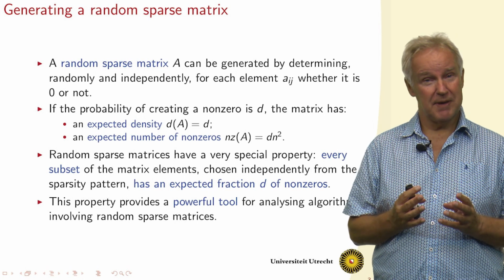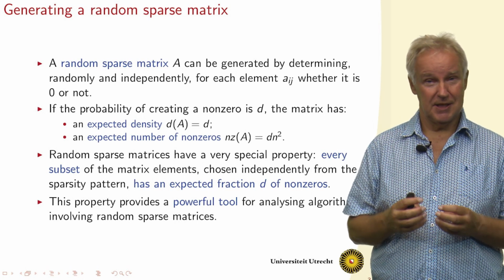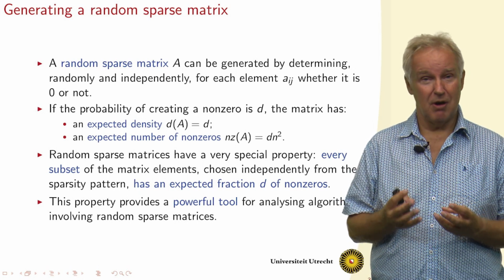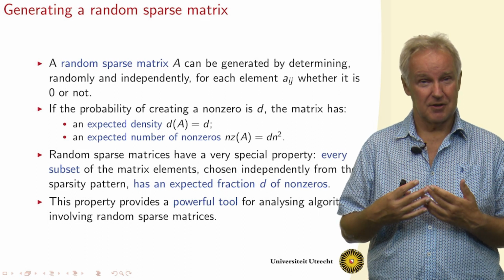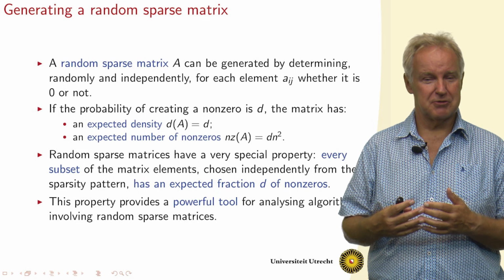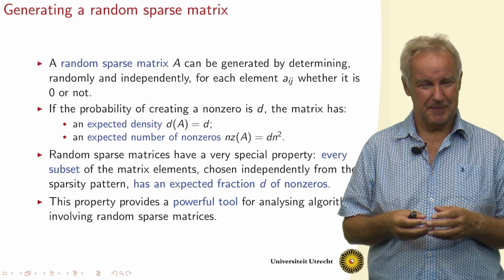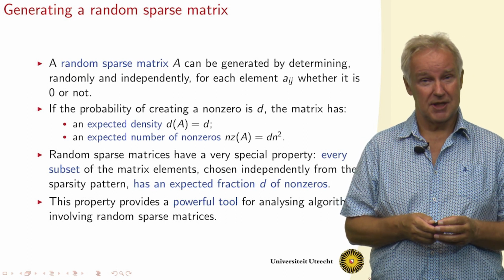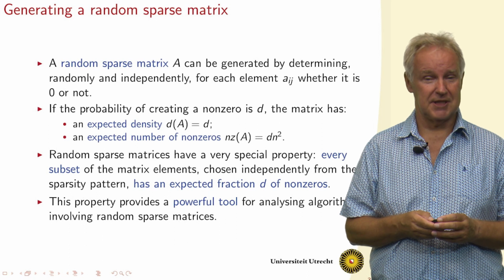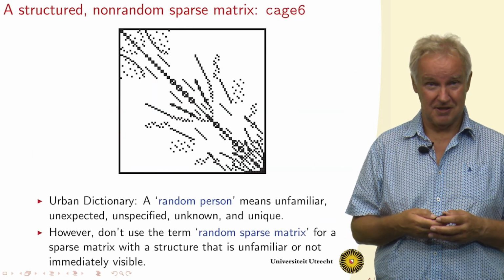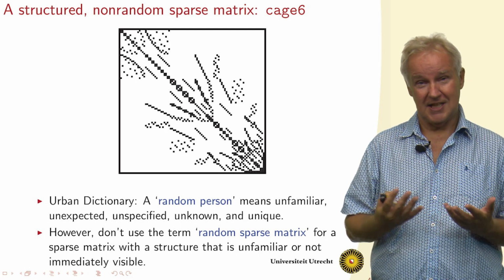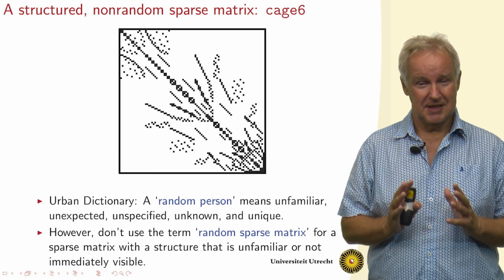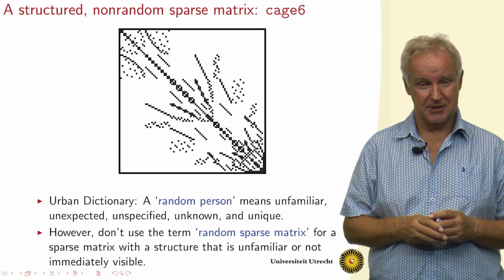And random sparse matrices, they have a very special property. If you take a fixed part of the matrix, for example, a block, then there's an expected number of non-zeros that are there. And that's a special property, and you can use that for analyzing algorithms involving these random sparse matrices. This is not a random sparse matrix. It has a pattern. You may be familiar or unfamiliar with the pattern, but this is a structured non-random matrix.